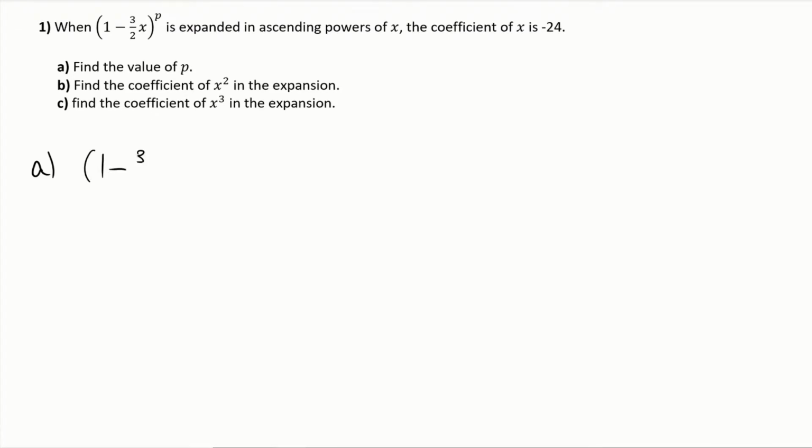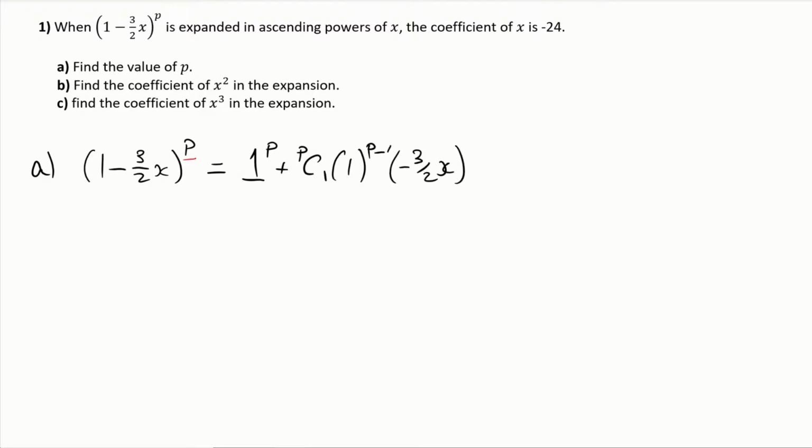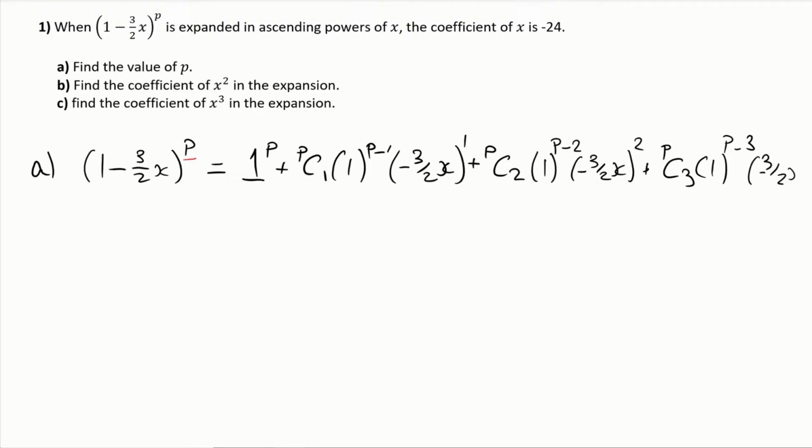First of all, let's expand (1 minus 3 over 2x) to the power of p with a binomial expansion. So we get 1 to the power of p plus pC1 multiplied by 1 to the power of p minus 1 times minus 3 over 2x to the power of 1, plus pC2 times 1 to the p minus 2 times (minus 3 over 2x) squared, plus pC3 times 1 to the p minus 3 times (minus 3 over 2x) all cubed. Now in the question they tell us that the coefficient of x is minus 24.